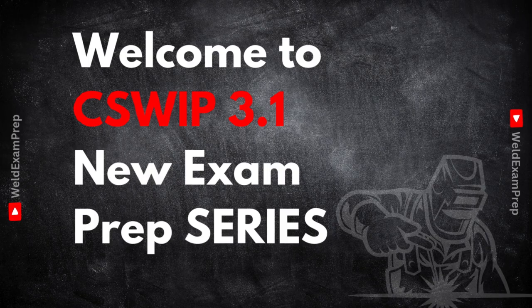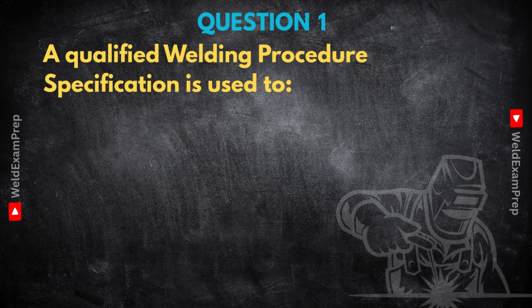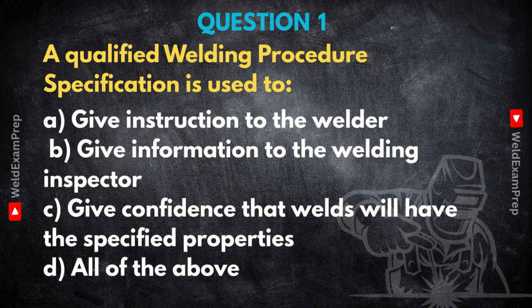Okay, sounds good. Let's start with something fundamental then. The document that kind of orchestrates everything. Let's get straight into the first question. A qualified welding procedure specification, or WPS, is used to. Is it A, give instruction to the welder, B, give information to the welding inspector, C, give confidence that welds will have the specified properties, or D, all of the above?